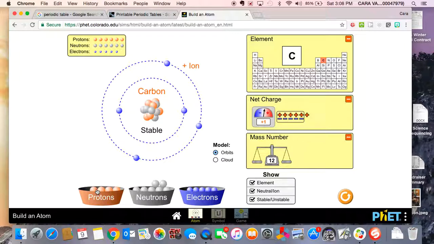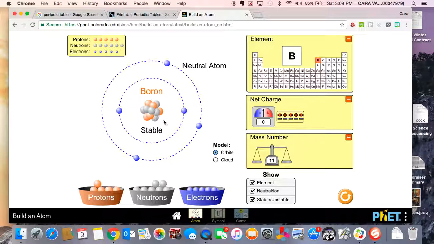For example, any atom that has 6 protons is always going to be carbon. If I take one of those protons away so that now I have 5 protons, 1, 2, 3, 4, 5, now I have boron. And if I take another proton away and now I have 4 protons, now I have beryllium. And so just understanding that the number of protons in an atom determines the name of that element.